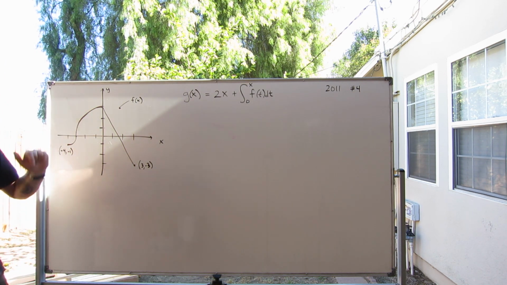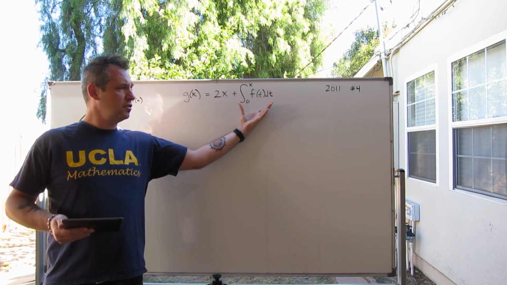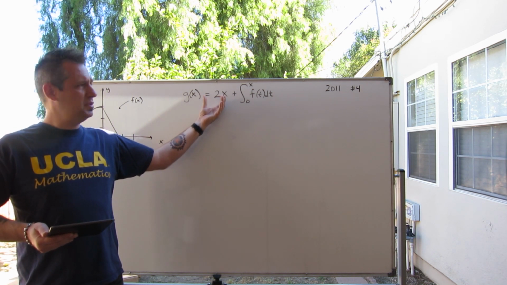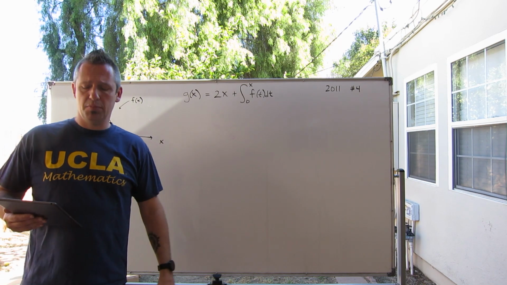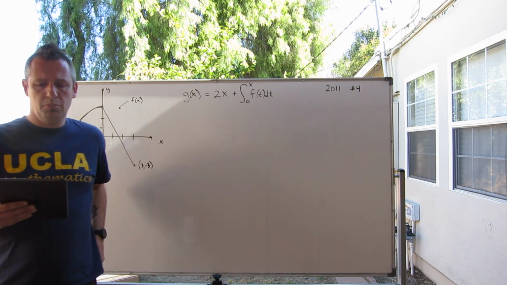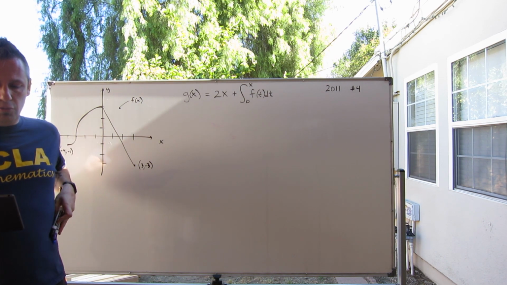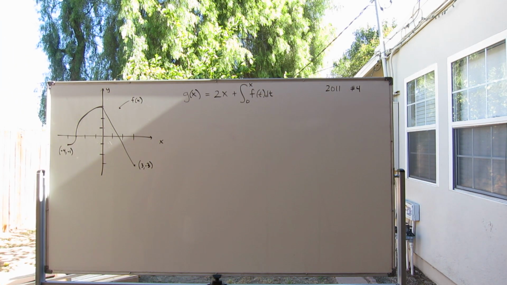We're then defining another function, g of x, as partially an accumulation function for f, so telling us the area under f, but also with this other little business right here, this 2x. And so that's basically the setup of this problem. Part A asks us to compute three things. It wants us to find g of negative 3, g prime of x, and g prime of negative 3.